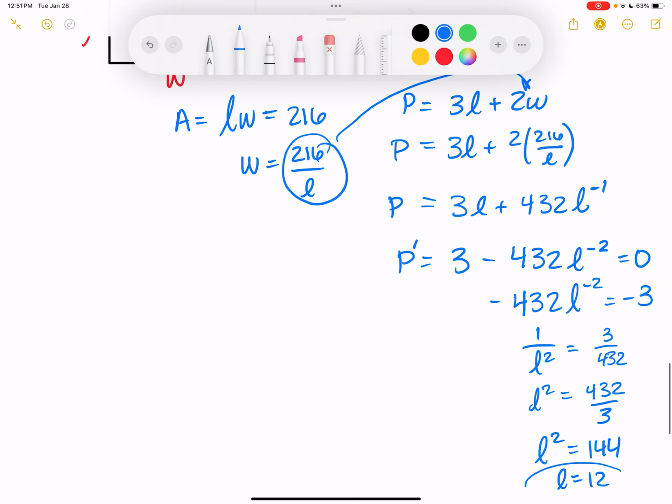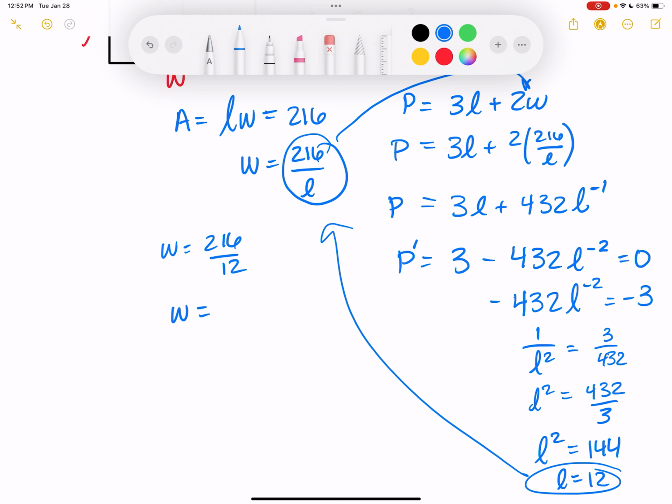So now I shall take this and put it up here. So I get W equals 216 over 12. Do you happen to know what that is? Obviously it has to be bigger than 12. I'm going to guess 18. Let me check. It is 18. All right, so the width is 18 meters.